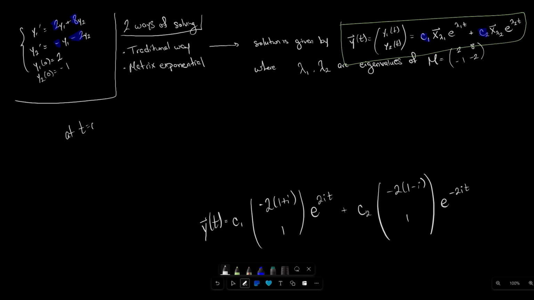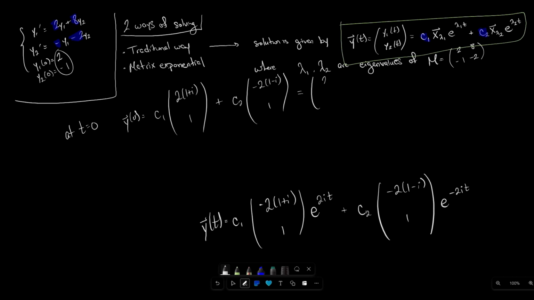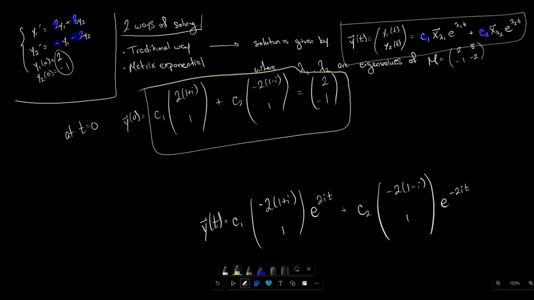So at t equals 0, we have y of 0 equals c1 times negative 2 times 1 plus i, 1. E to the 0 power will always be 1, and I've got c2 times negative 2 times 1 minus i, 1. And then once again, e to the 0 is still 1. So this needs to meet the initial conditions, 2, negative 1. I'm going to try to solve this system of equations. Solving this system of equations isn't that bad. Let's use the bottom row first.